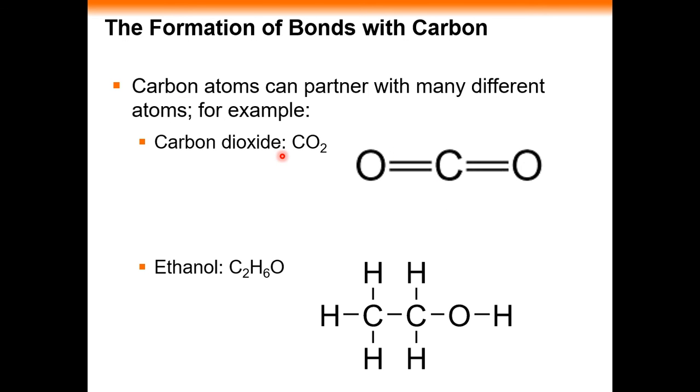So carbon could partner with 2 oxygens, and that forms carbon dioxide, which is the gas you breathe out, which is the gas that's in your Mountain Dew. Or ethanol. Carbon can form with hydrogen here. It shares 1 electron with hydrogen, 1 with hydrogen here, and 1 with this carbon, and 1 with this oxygen. It can form something called ethanol.